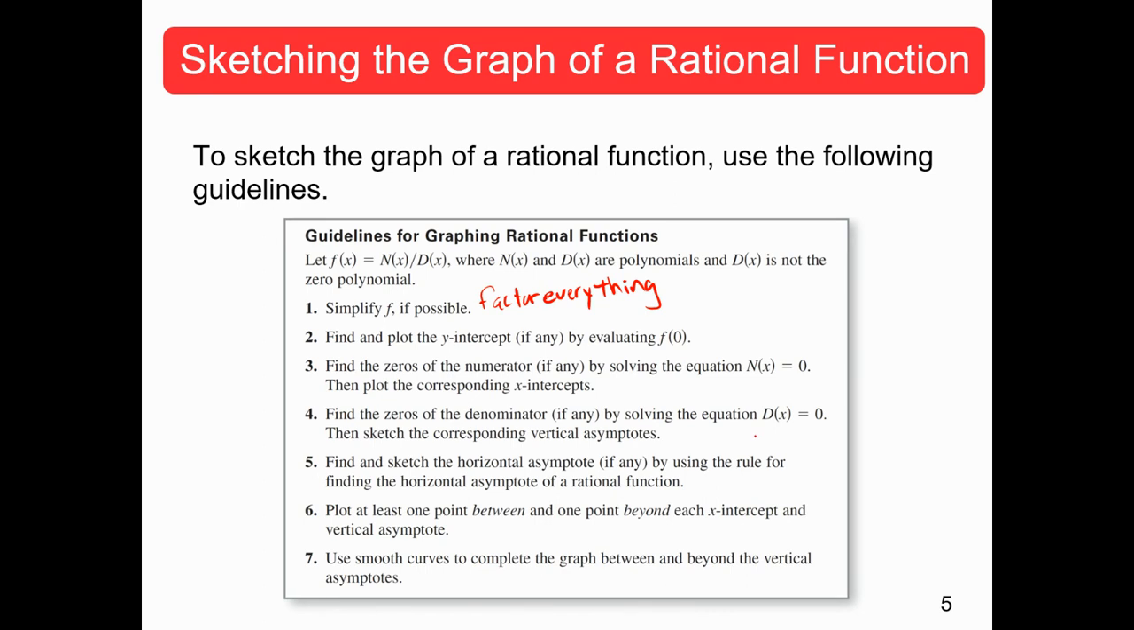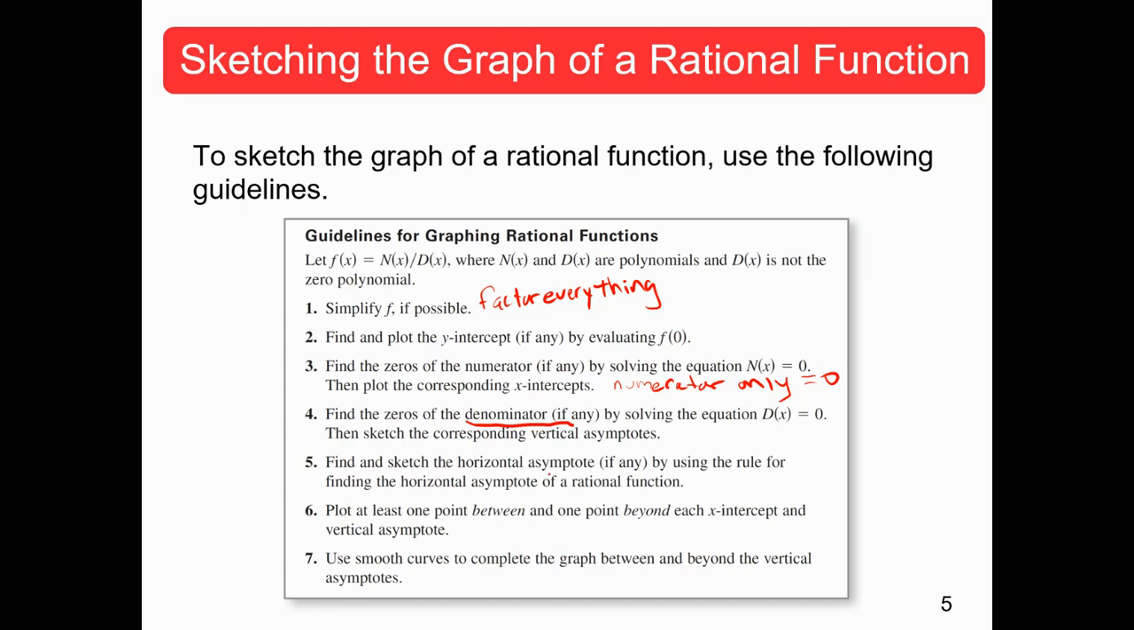Then you're going to find your x-intercepts by taking the numerator only and setting it equal to 0 and solving. Okay, for part 3. Part 4. Now we want to find the vertical asymptotes. This time we're doing denominator only, setting it equal to 0. And you're going to take each factor, set it equal to 0, and solve each factor.